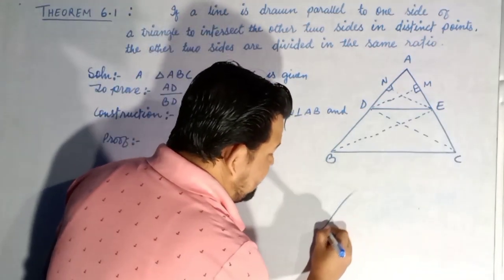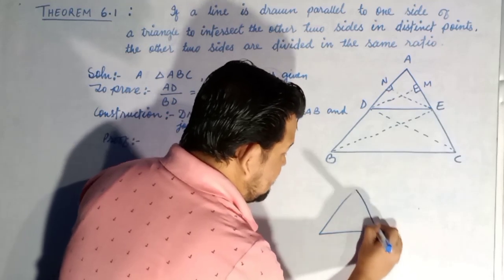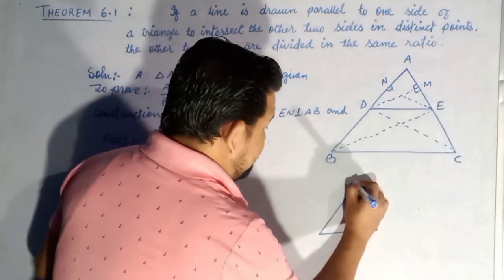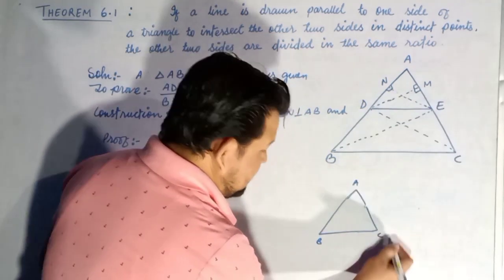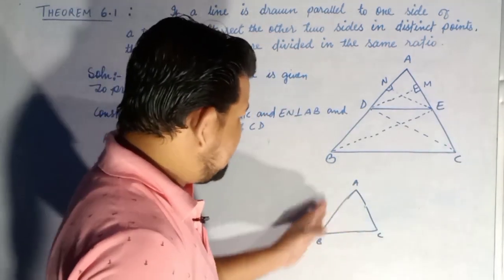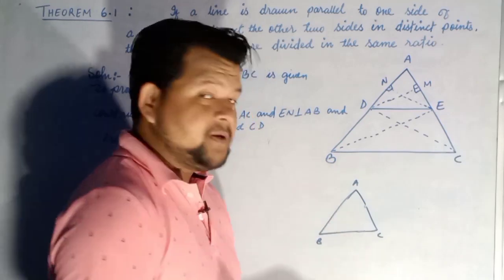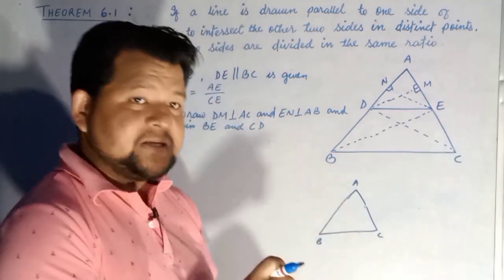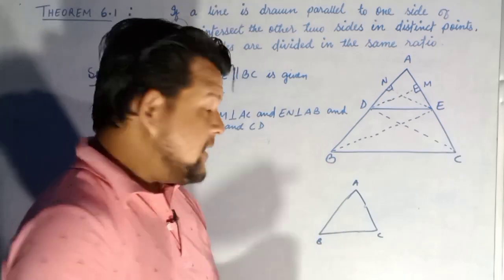For example, we have got one triangle which has all angles less than 90 degrees. Say ABC is a triangle. If all the angles are less than 90 degrees, then you should remember that the height of this triangle will be inside that triangle. It will be inside the triangle.